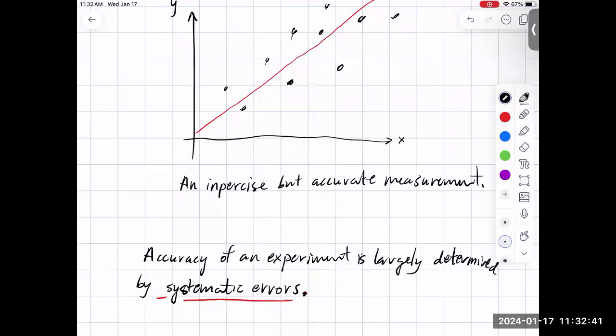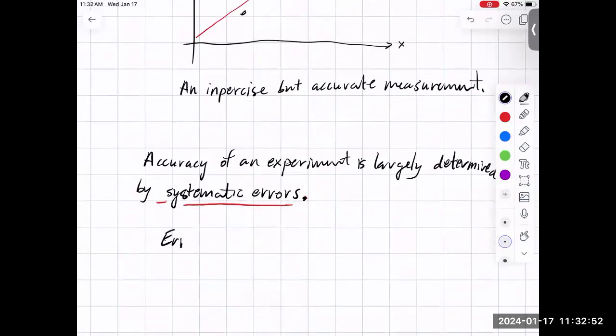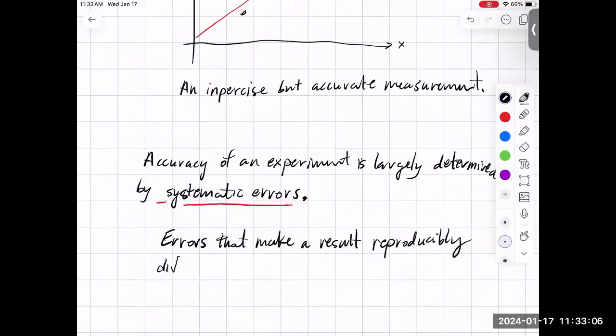My measurements overestimate the true size of this block, and so I have to subtract that offset off. So that's a simple example of a systematic error. These are errors that make a result reproducibly different or offset from the true value.